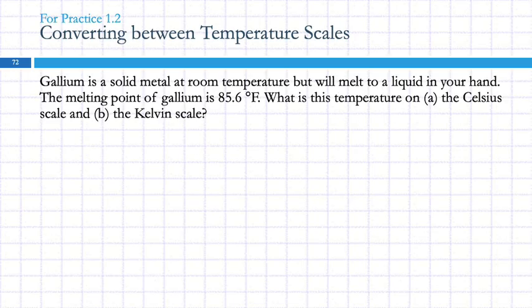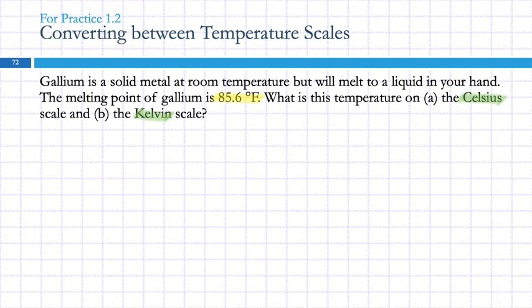So let's do an example here. Gallium is a solid metal at room temperature, but will melt to a liquid in your hand. The melting point of gallium is 85.6 degrees Fahrenheit. What is this temperature on the Celsius scale and the Kelvin scale? So they're giving us some information. They're telling us that we have a temperature of 85.6 degrees Fahrenheit. And then they're asking us for other information. They're wanting the Celsius temperature and the Kelvin temperature.